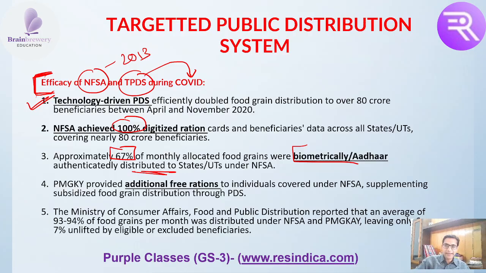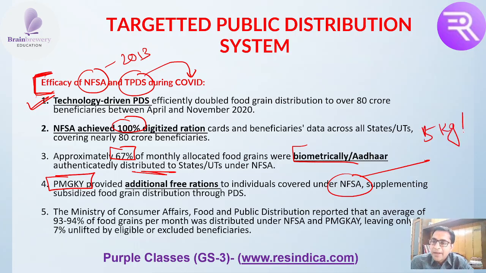Okay, then the government also provided additional free ration, double free ration, under Pradhan Mantri Garib Kalyan Yojana. Under the National Food Security Act, they were getting a certain ration. Then again, it has been supplemented with one more scheme called Pradhan Mantri Garib Kalyan Yojana, which doubled it. Like if you were getting 5 kg per head per family, now you will get 10 kg per head per family.